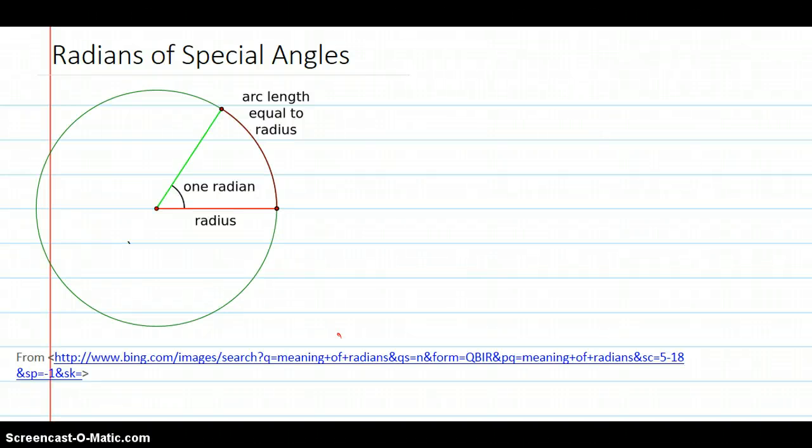Hello, in this video we're going to discuss the radians of these special angles. But before we do that, what is a radian? Well, I'm going to illustrate a radian in the picture below.